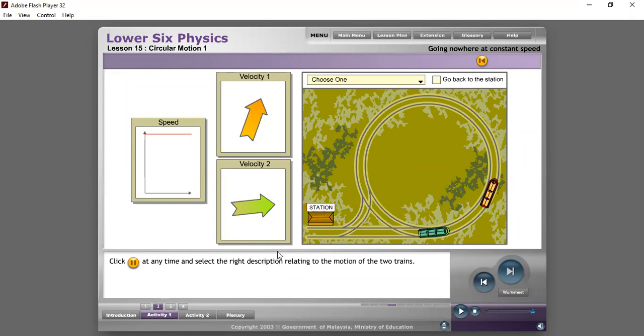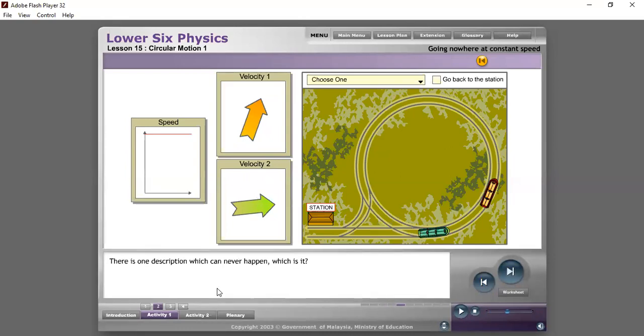Okay, select the right description. Where is the description I can choose? Okay, I can't choose any description. Never mind, let's go on. This means that now both of them are moved with the same magnitude, same speed. But velocity 1 and velocity 2 have the same magnitude but different direction.